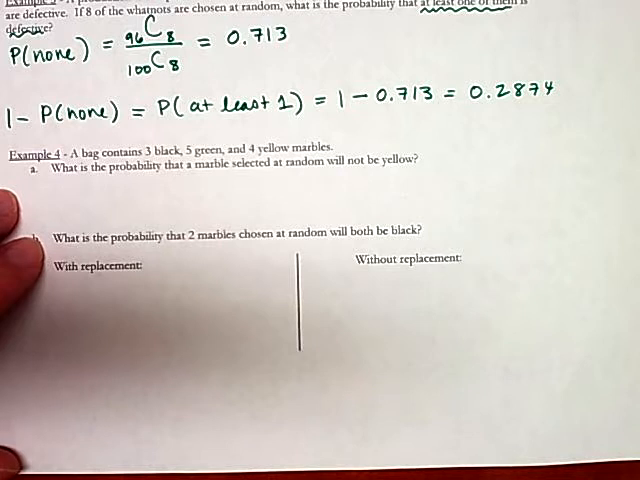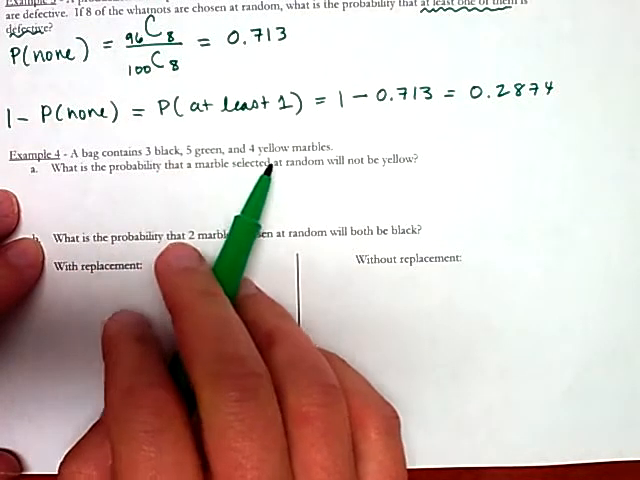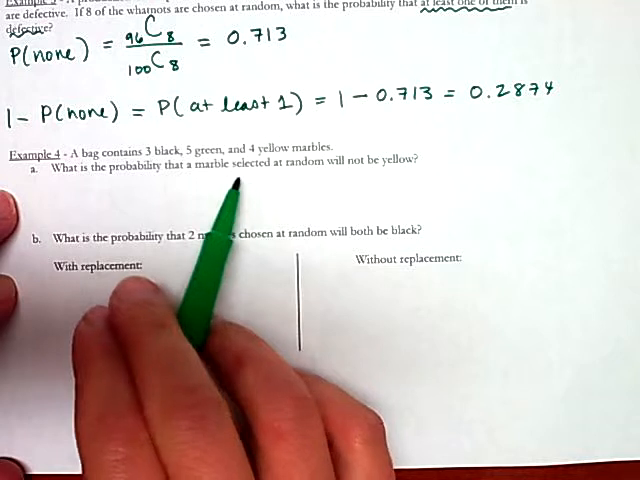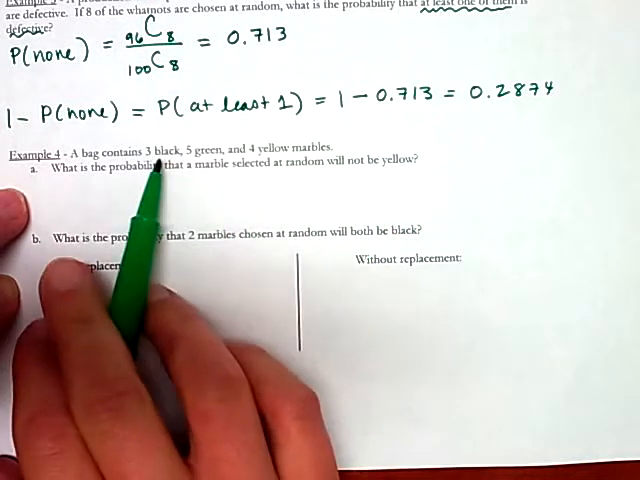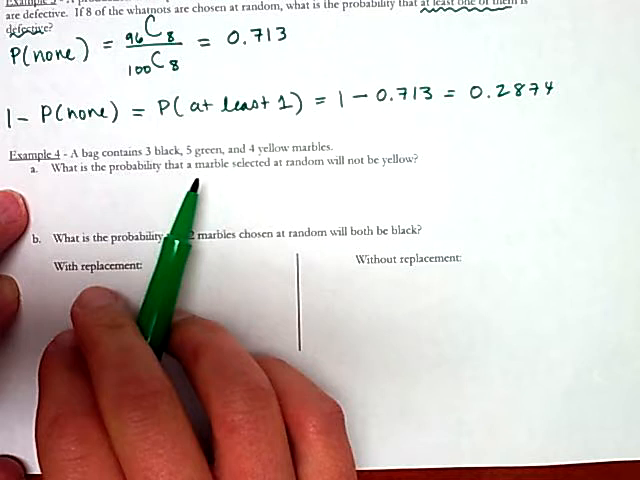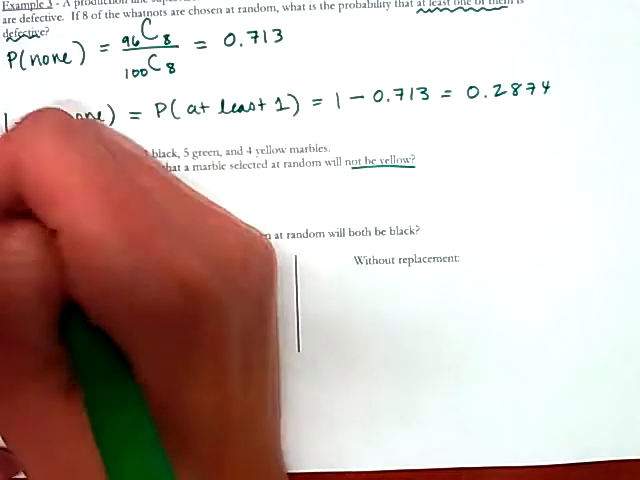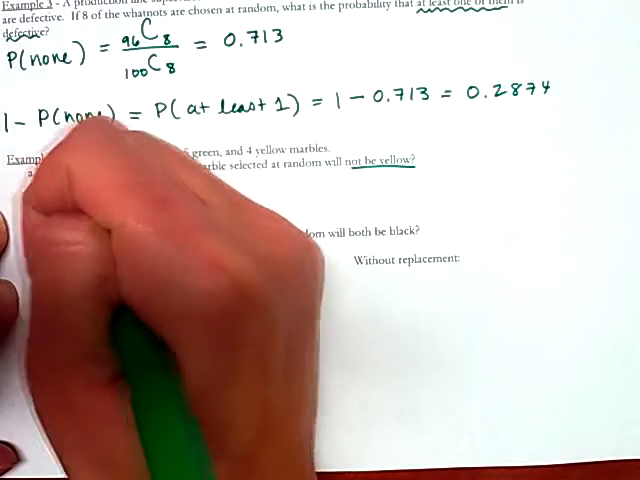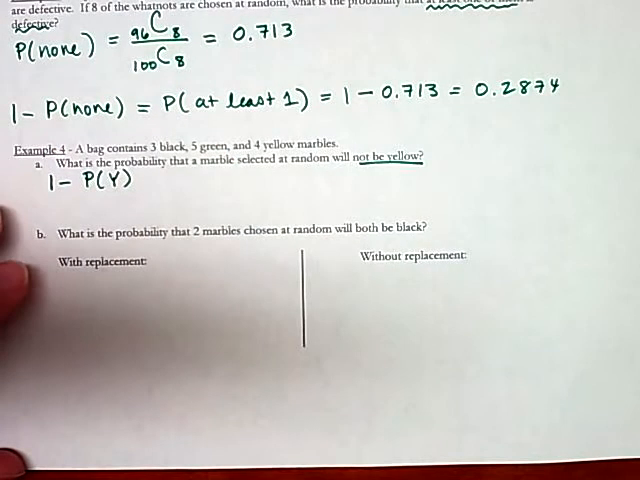Okay, so for example 4, it says a bag contains 3 black, 5 green, and 4 yellow marbles. What is the probability a marble selected at random will not be yellow? Okay, so I could just add the black and green and do it out of the total, but I'm going to model the idea of it being not yellow as being 1 minus the probability of drawing a yellow one. I don't have to do it here because it's a pretty simple example, but I could.